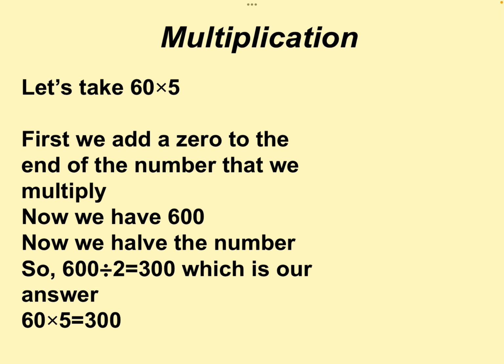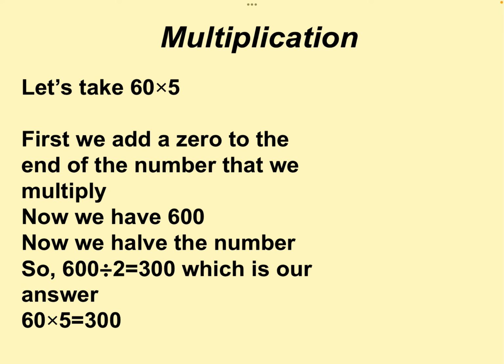We'll start with multiplication. So for example, we'll do 60 multiplied by 5. First, we add a 0 to the end of the number that we multiply. So we're doing 60 times 5. So 60, we put a 0 at the end to give us 600. Now we halve the number, which is dividing it by 2. So 600 divided by 2 is equal to 300, which is our answer. So 60 times 5 is equal to 300.